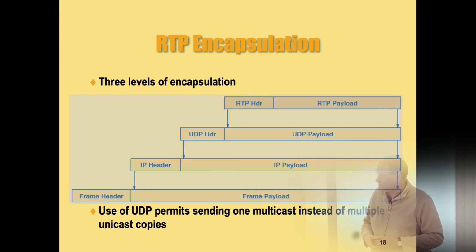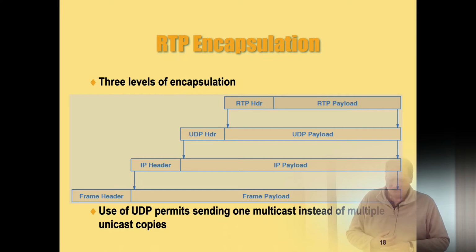So, since RTP is not a transport protocol and we use UDP, of course it has to be encapsulated in a UDP packet, and then the UDP is of course encapsulated into an IP packet. That can be IP version 4 or 6, doesn't matter. So we add an IP header, and then of course we have to push it onto some physical network, which means we have to add a physical frame.